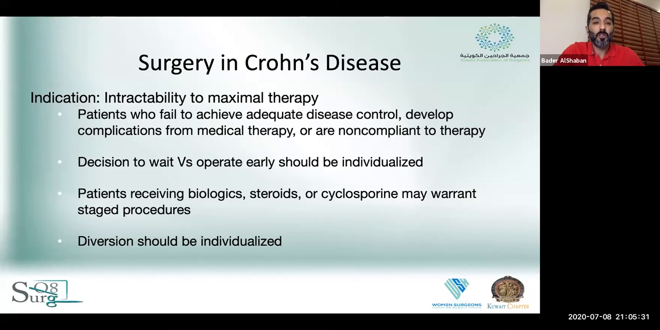Indications of surgical intervention. Intractability, I think, is a very subtle but important indication to operate. Intractability to maximum therapy basically refers to patients who fail to achieve adequate disease control or develop complications from medical therapy or are simply not compliant to therapy. The decision to operate or to divert your patient should always be individualized, and therefore the discussion of these patients in multidisciplinary team meetings, including a colorectal surgeon in the decision making, I think is important.